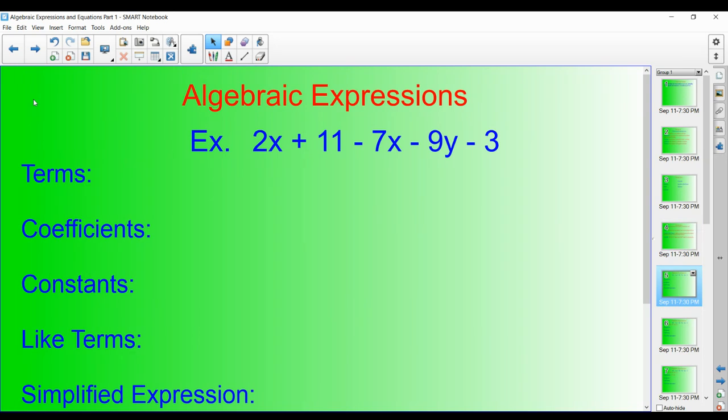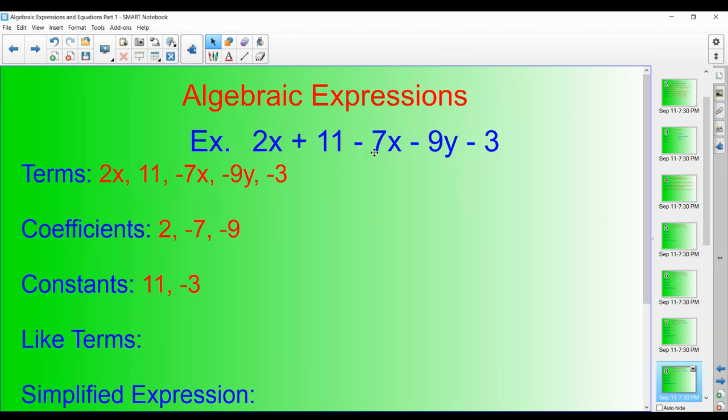So let's look at an expression, 2x plus 11 minus 7x minus 9y minus 3. So the terms are each individual part, the 2x, the 11, the negative 7x, the negative 9y, and the negative 3. So we'll talk about what happens with each term, what can we do with them. If it talks about the coefficient, it's looking at the number before the variable. So the 2 before the 2x, the negative 7 before the x, and the negative 9 before the y. And then the constants are the terms that don't have a variable. So this 11 and the negative 3.